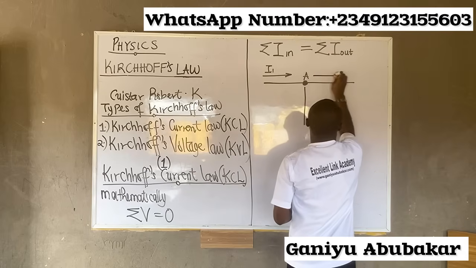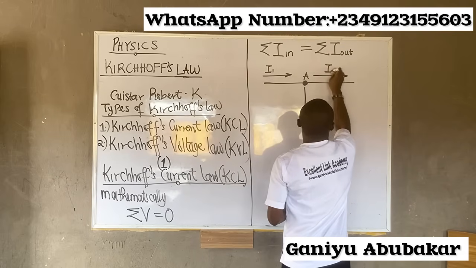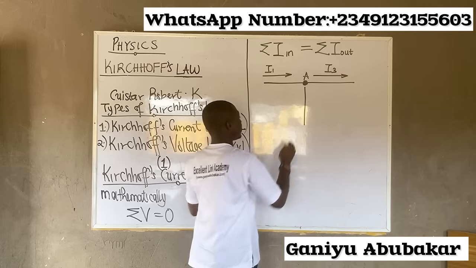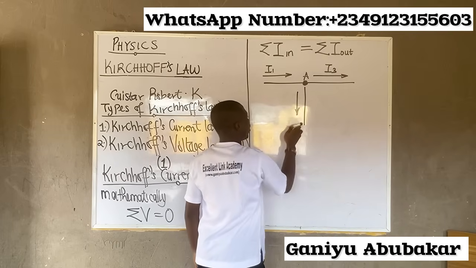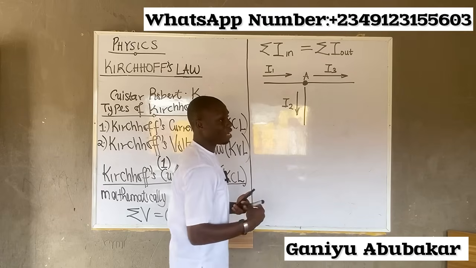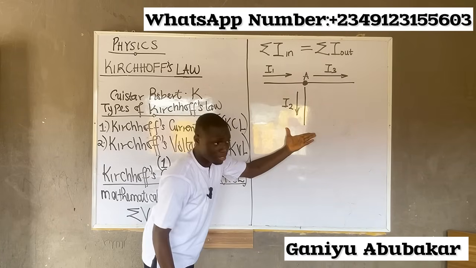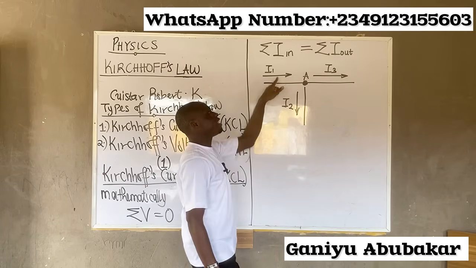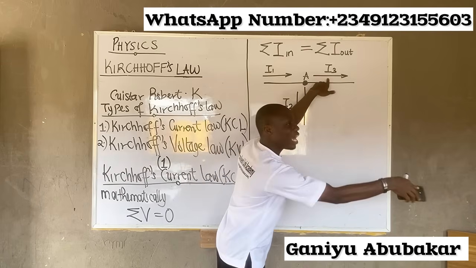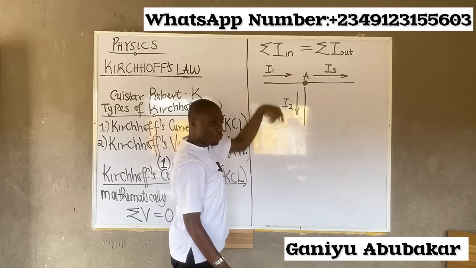Next up, I have another current this way. Call this one I3, my third current, flowing in another direction. Let's say the last one is moving this way, another current flowing this way. Let's call it I2. Please observe in this circuit that I1 is coming in, and that I3 and I2 are flowing out.